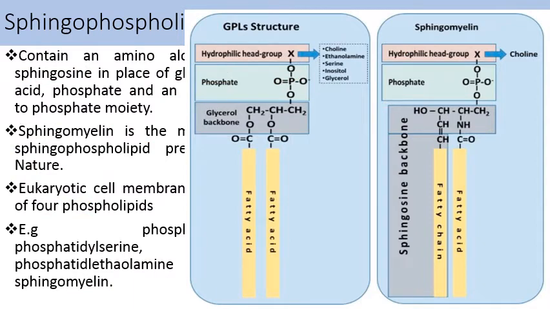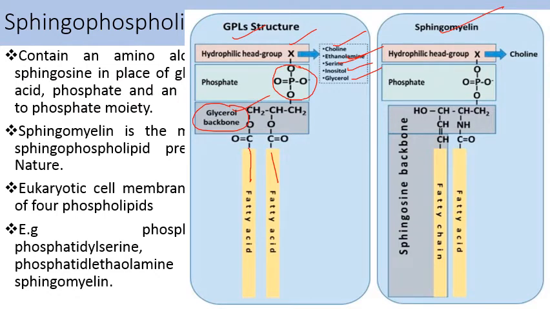So this is the structure which shows the phospholipids. This is the glycerophospholipid, in which the glycerol group forms the backbone of this lipid, and the phosphate group is attached to it. This phosphate is attached to the alcoholic moiety, which contains either choline, ethanolamine, serine, inositol or glycerol, and it contains 2 fatty acids.